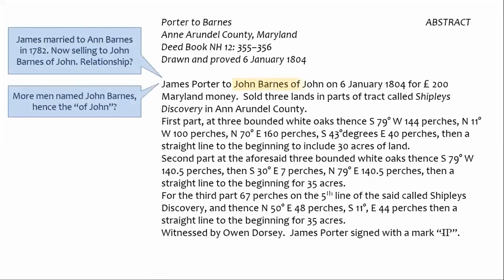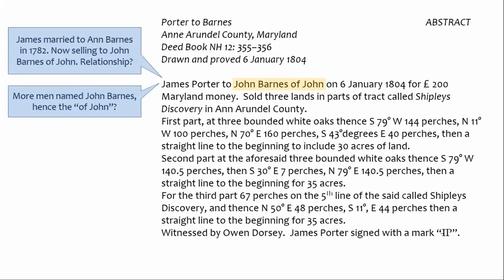So the first obvious questions are, James was married to Anne Barnes in 1782, and now he's selling to a man named John Barnes of John. There's got to be a relationship there that I can find. The next obvious question is, there's got to be more men named John Barnes, otherwise he wouldn't say of John.